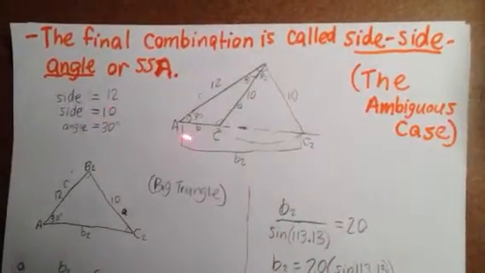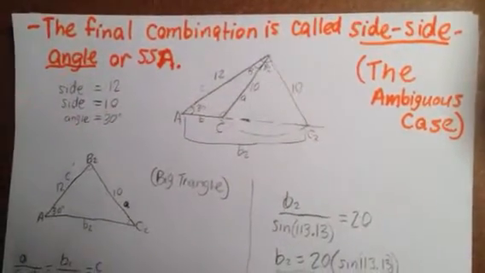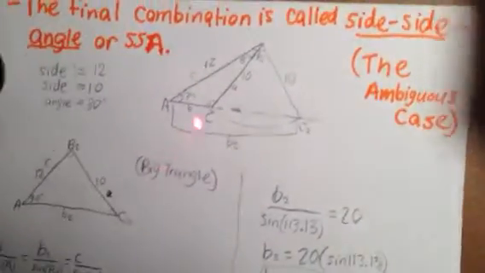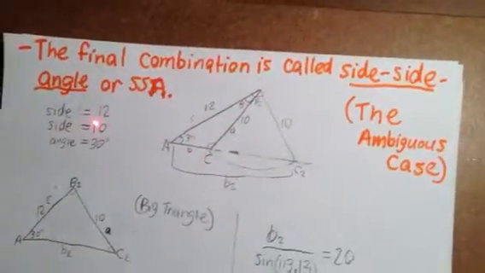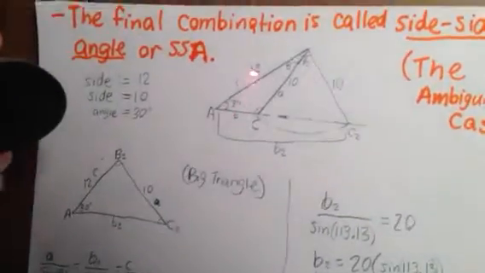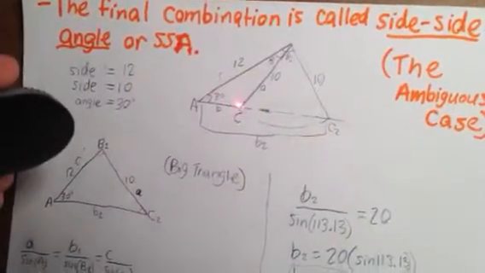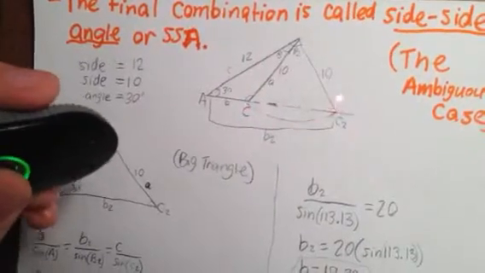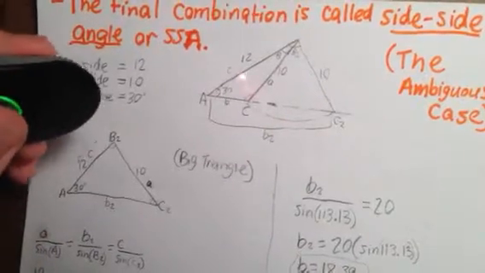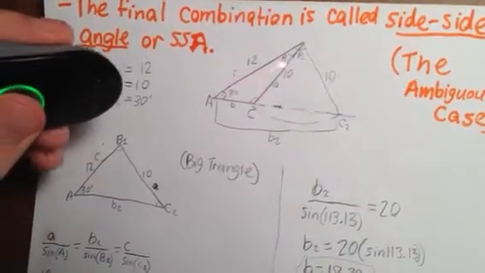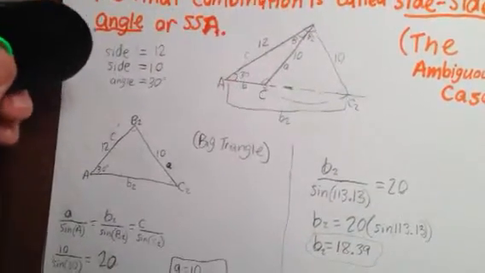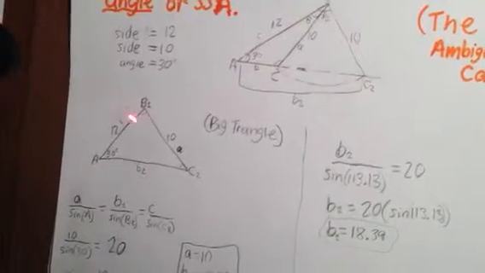The final combination is called side-side-angle, or SSA. It's also called the ambiguous case. I have 12, 10, and an angle of 30. I know at the beginning that this is constant, but this can change. I don't know where this is. For all I know, this could be all the way over there, and the 10 could be all the way over there. So I have to test both out. I have my big triangle here, and I also have this smaller triangle right there. So I have to test both out and find the values.